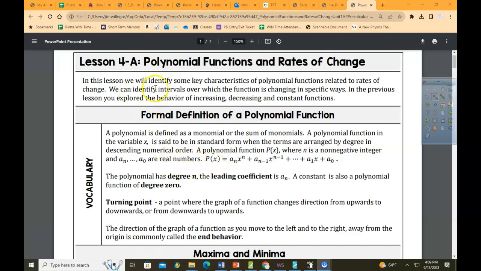Alright, this lesson we're going to be looking at polynomial functions and the rates of change. Some of it will be review, some will go in more depth, and we'll actually explain what's going on. Sound like a plan?